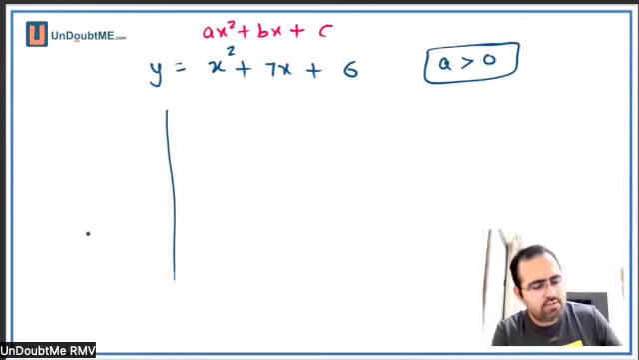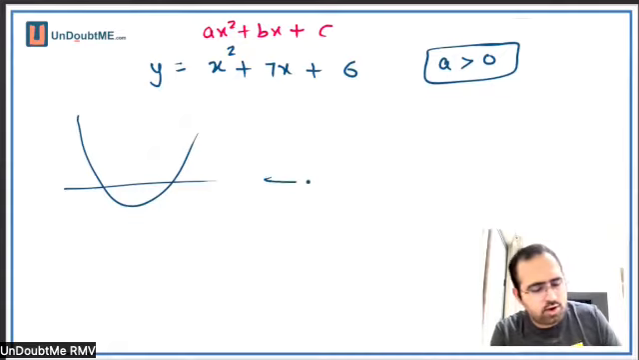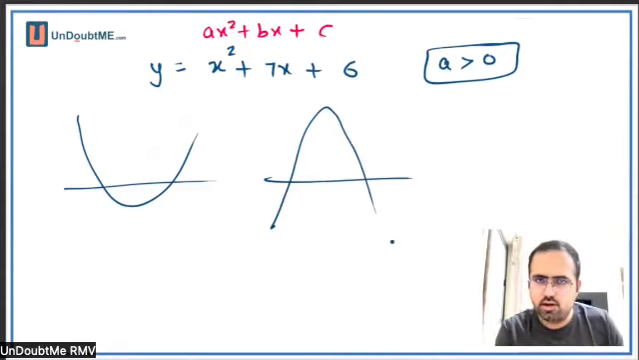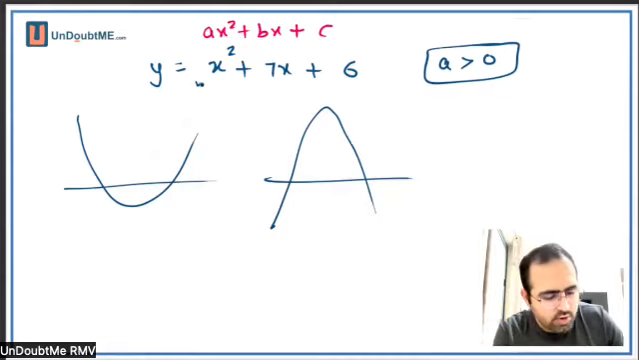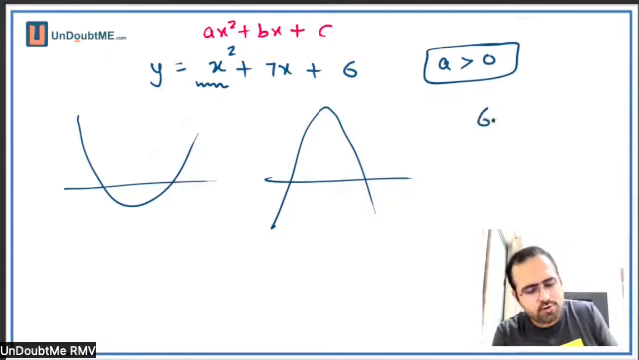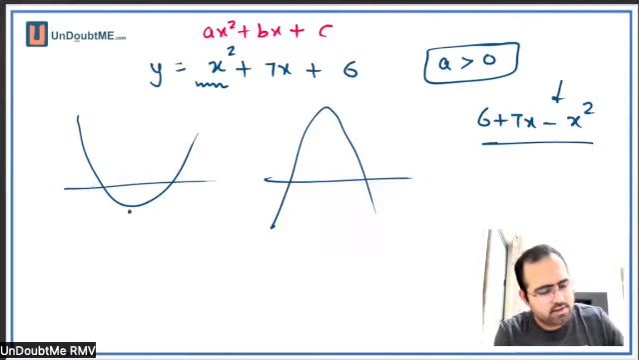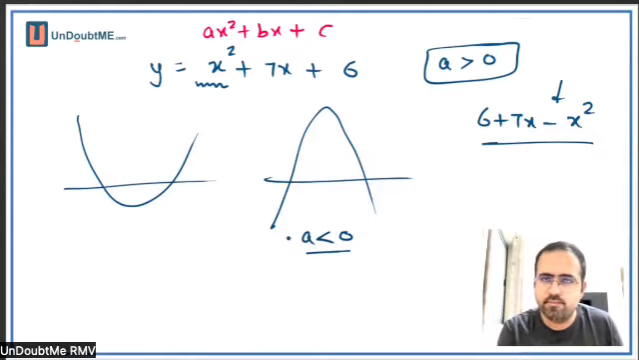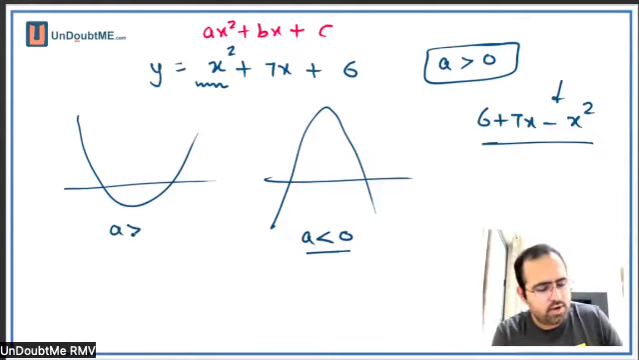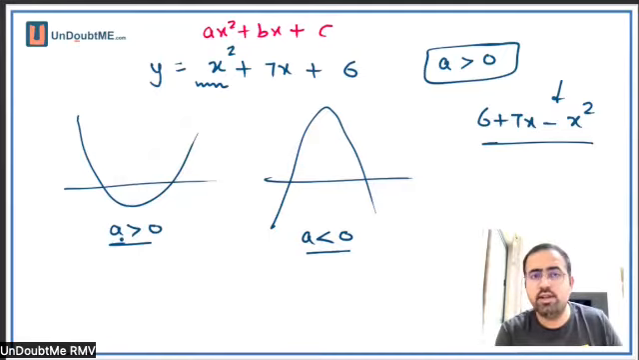There are two possibilities. Either it will be an upward parabola or it will be a downward parabola. It all depends on the sign of the coefficient of x square. In some questions, you'll find it written like this: 6 plus 7x minus x square. This is just an example. You can see that the coefficient of x square is negative. Because of that, it will be the other one, the downward parabola. So upward parabola is when a is positive, downward parabola is when a is negative. This thing is clear.